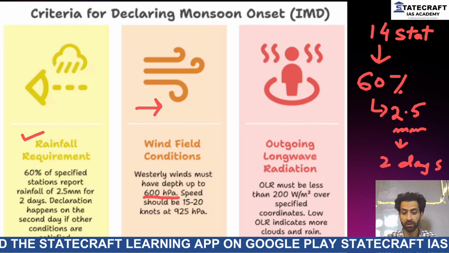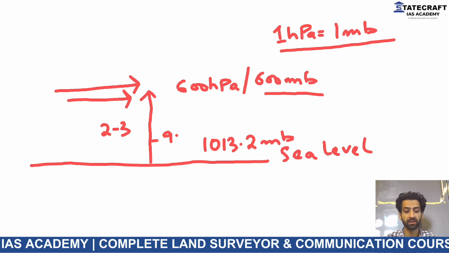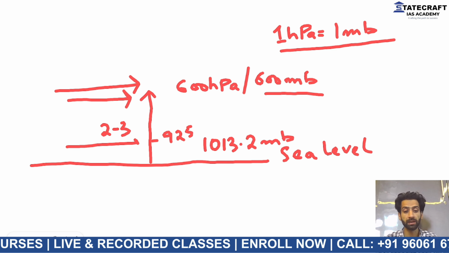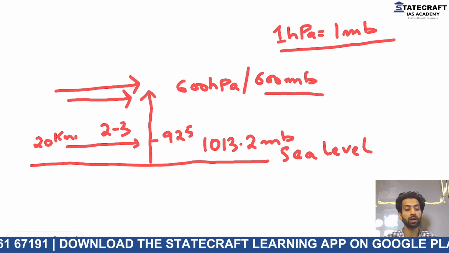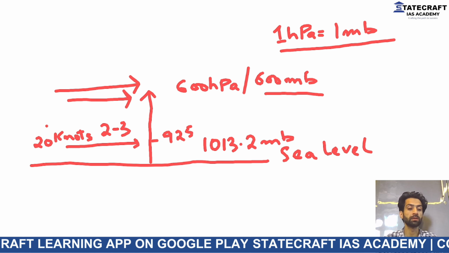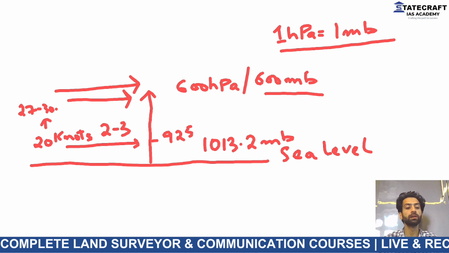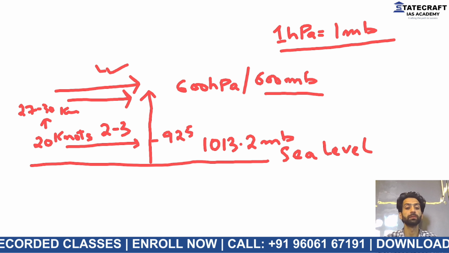And one more thing that you need to remember is at a height where we have a pressure of 925, there the speed of wind should be around 20 knots. What's 20 knots? Let's understand it as around 27 to 30 kilometers per hour. These are the criteria for the wind speed. Are you getting my point?